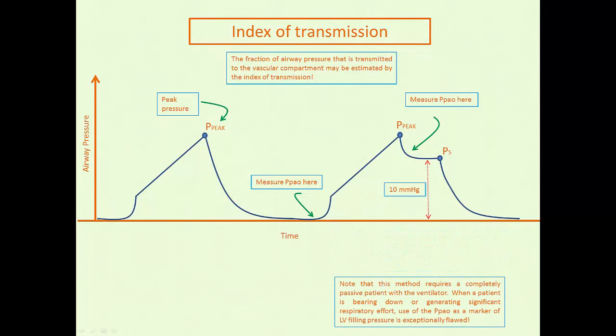Again, this method requires a completely passive patient with the ventilator. If the patient is bearing down or generating significant respiratory effort, the use of the pulmonary artery occlusion pressure as a marker of left ventricular filling pressure is exceptionally flawed. And that's it for the introduction for chapters 6 and 7.